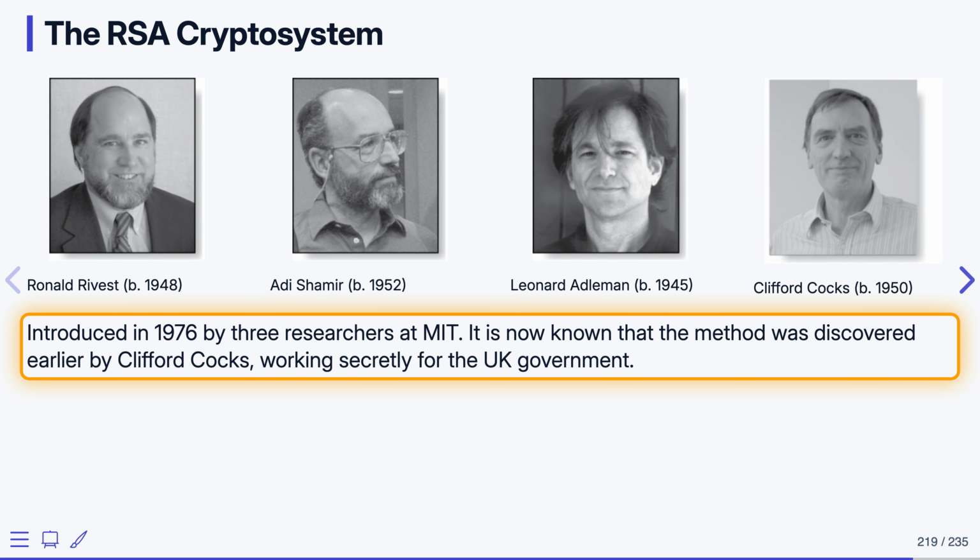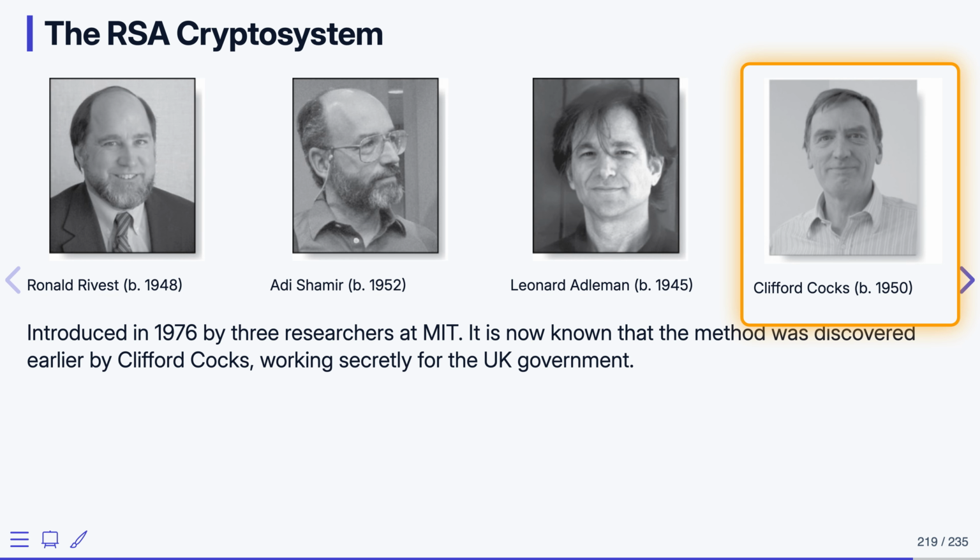Now we meet the most famous public key system, called RSA. Those three letters are the initials of three researchers at MIT. Ronald Rivest, Adi Shamir, and Leonard Adleman. They published it in 1976. We now know that an English mathematician, Clifford Cox, had found the same idea a few years earlier while working for the British government. But his work was classified, so nobody could use it or even know about it. It stayed secret for decades.